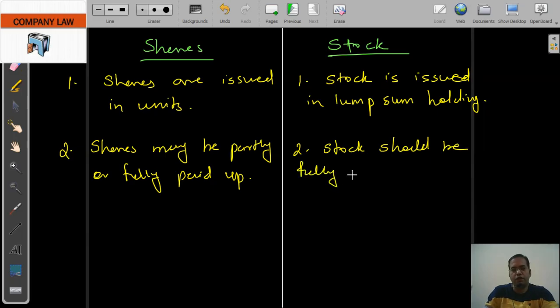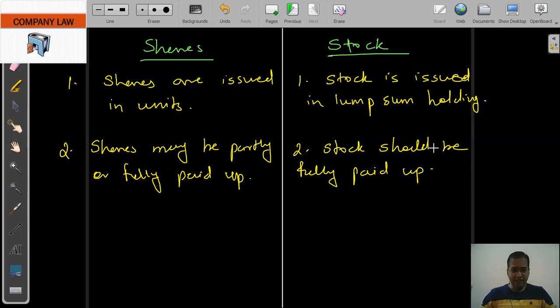So it is not possible that shares can be converted into stock for partly paid up shares. Normally, try to understand, stock cannot be directly issued by the company. The conversion from shares to stock is possible only when it is duly authorized by the articles of association of the company. Then only a company may proceed further and convert shares into stock. So shares can be directly issued, but stock cannot be directly issued.